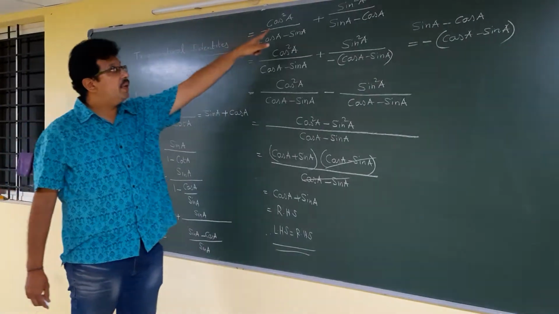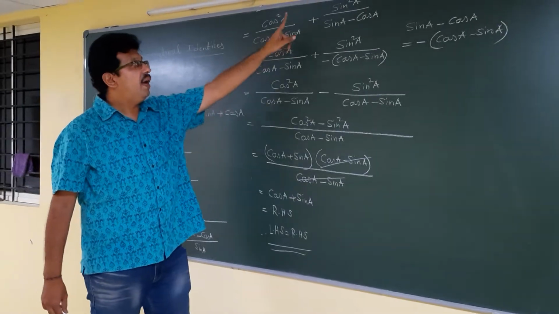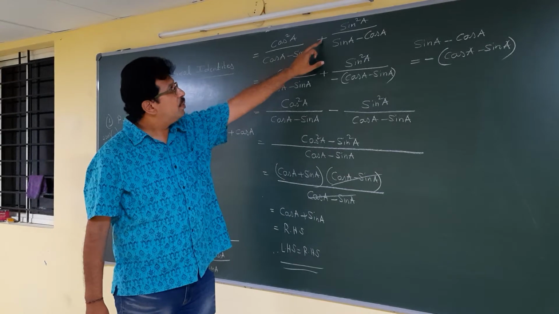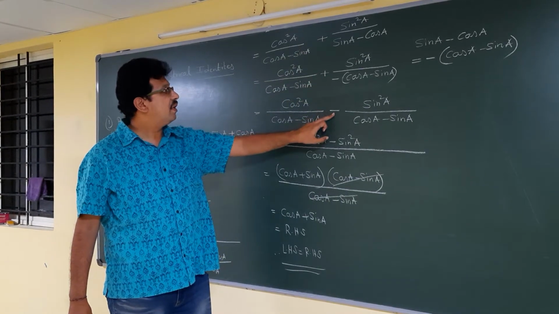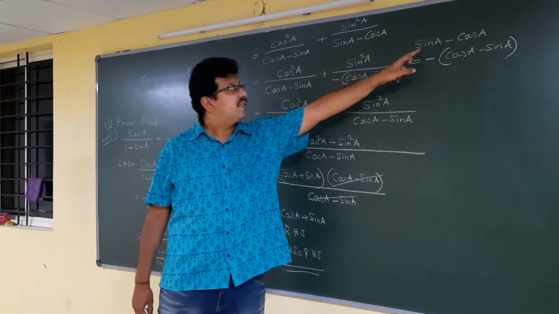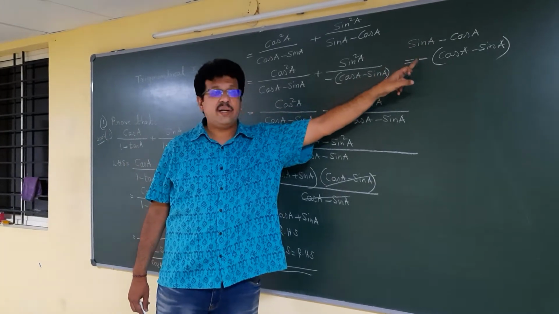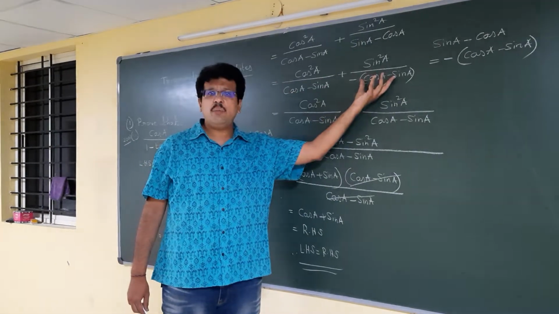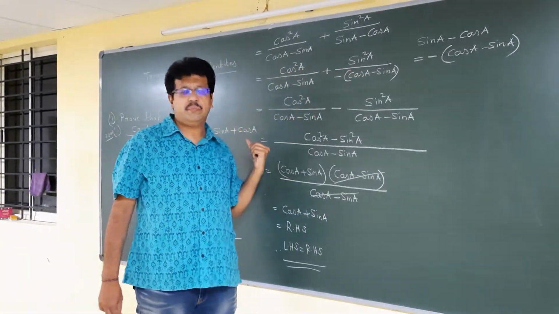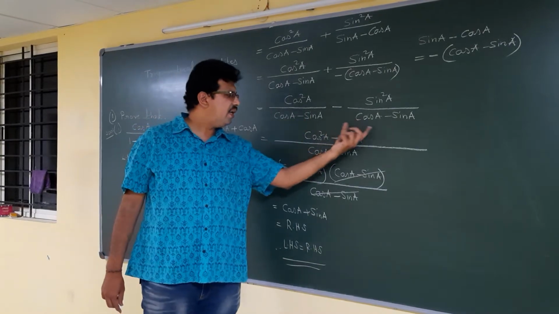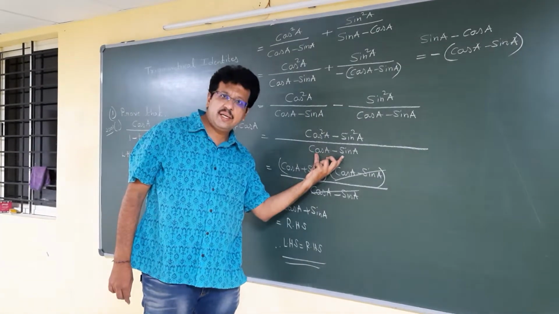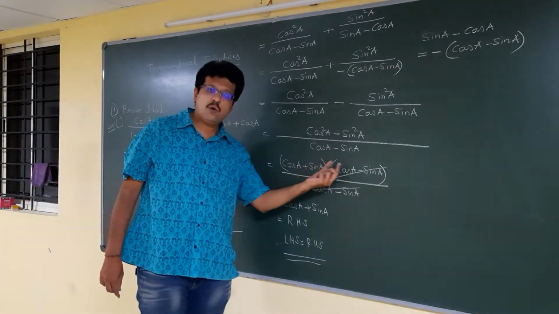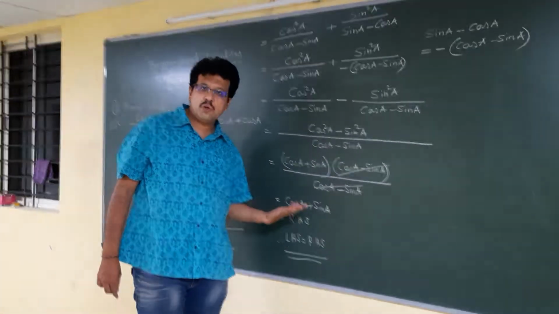When you take the reciprocal, it becomes cos square A by cos A minus sin A plus sin square A by sin A minus cos A. And after this, this plus sign will become minus. How? I showed you that sin A minus cos A can be written as minus, by taking common and writing cos A minus sin A. The reason is to make both the denominators remain the same. And we got cos A minus sin A. We have taken the LCM as cos A minus sin A. Then using the formula A square minus B square, cos A plus sin A into cos A minus sin A. Then we get the final answer cos A plus sin A.